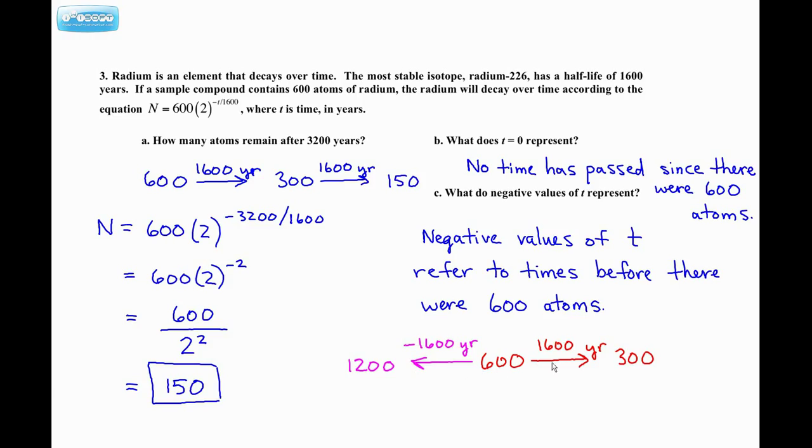And here is an illustration of that. So this is when time equals 0. This is when time equals 1600. This is when time was negative 1600.